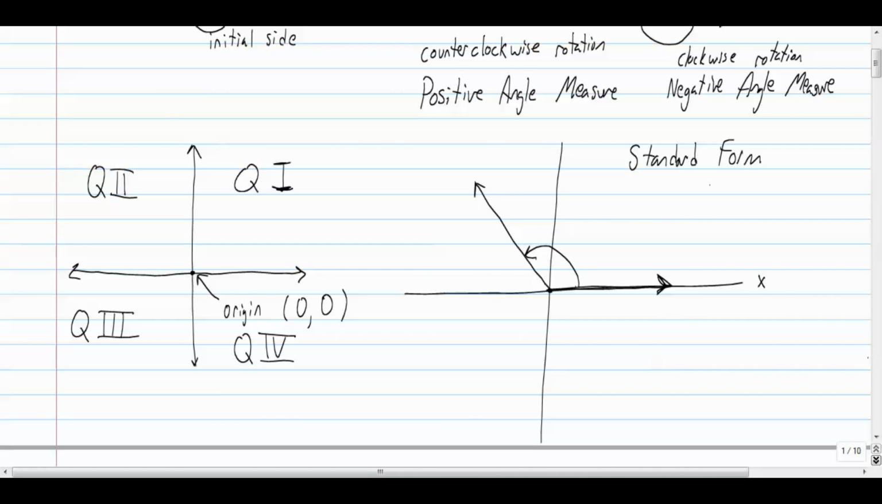So if I call this angle measure here a variable, I'm going to call it theta, the Greek letter theta. It's like a 0 with a horizontal slash through it. Then I can say theta lies in quadrant 2.